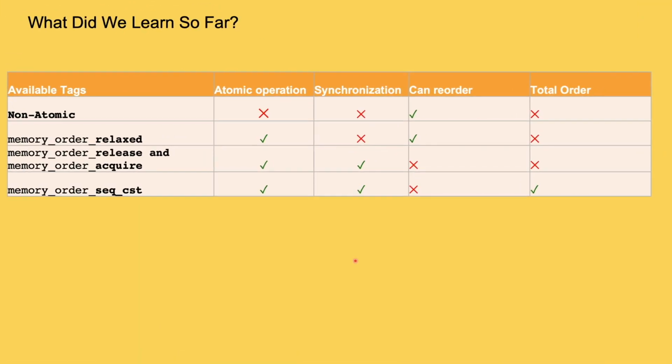If you want to put everything together and look at a summary of what we learned so far, you have a variable that can be non-atomic. So there are no atomic operations, there's no synchronization. The compiler can reorder it, and there's no total order between the operations. All threads may not agree on what non-atomic operation happened after or before another non-atomic operation. Then there was memory order relaxed, which is atomic. It does not provide synchronization. The compiler is free to reorder it, and there's no total order. Then there was acquire and release. It is an atomic operation. It provides synchronization, and as a result, there's no reordering, and there's no total order. And then the strongest one was sequential consistency, which is atomic. It provides synchronization, the compiler cannot reorder it, and it provides total order.